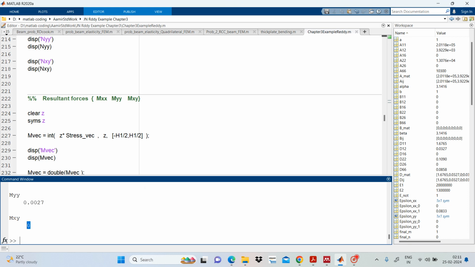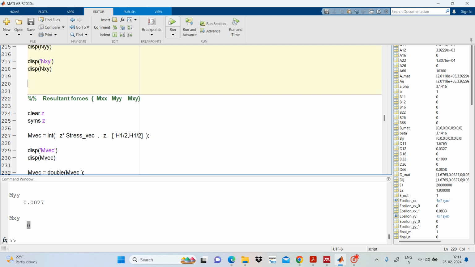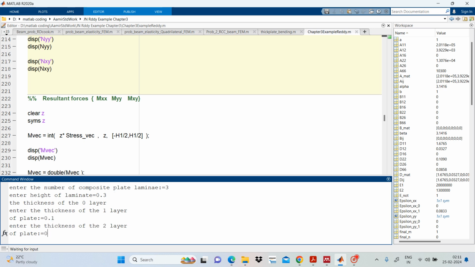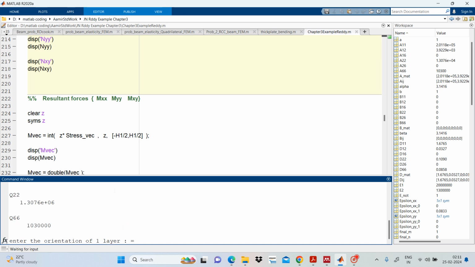Similarly, we can play with various examples and various laminate sequences. We can have 3 lamina. Suppose we run it and give 3 laminates. Number of composite laminates is 3. Enter the height of the laminate, let us have 0.3. The first is 0.1 inch, then 0.1, 0.1, so summing all, 0.3 would be the total height. We have 0 degree, 90 degree, then 0 degree.